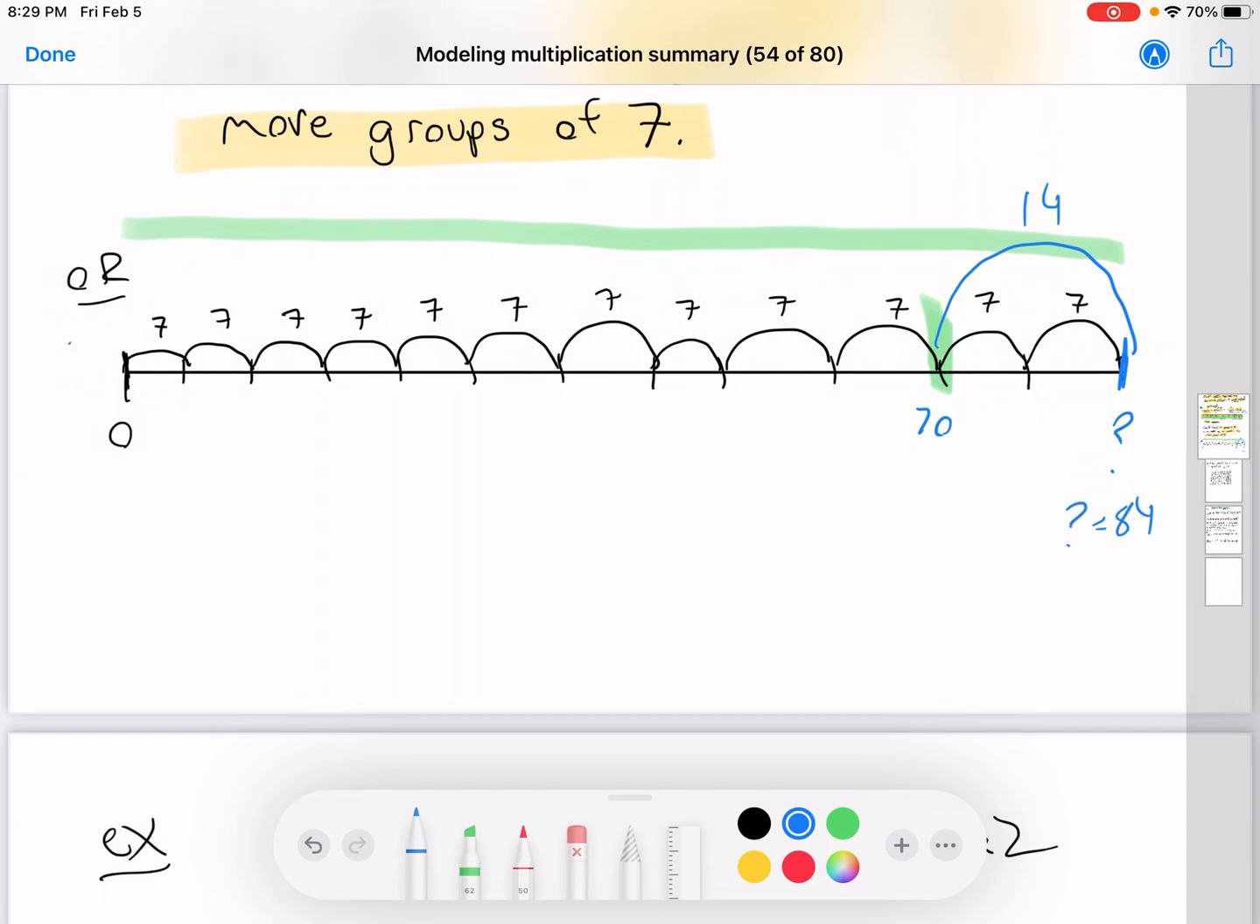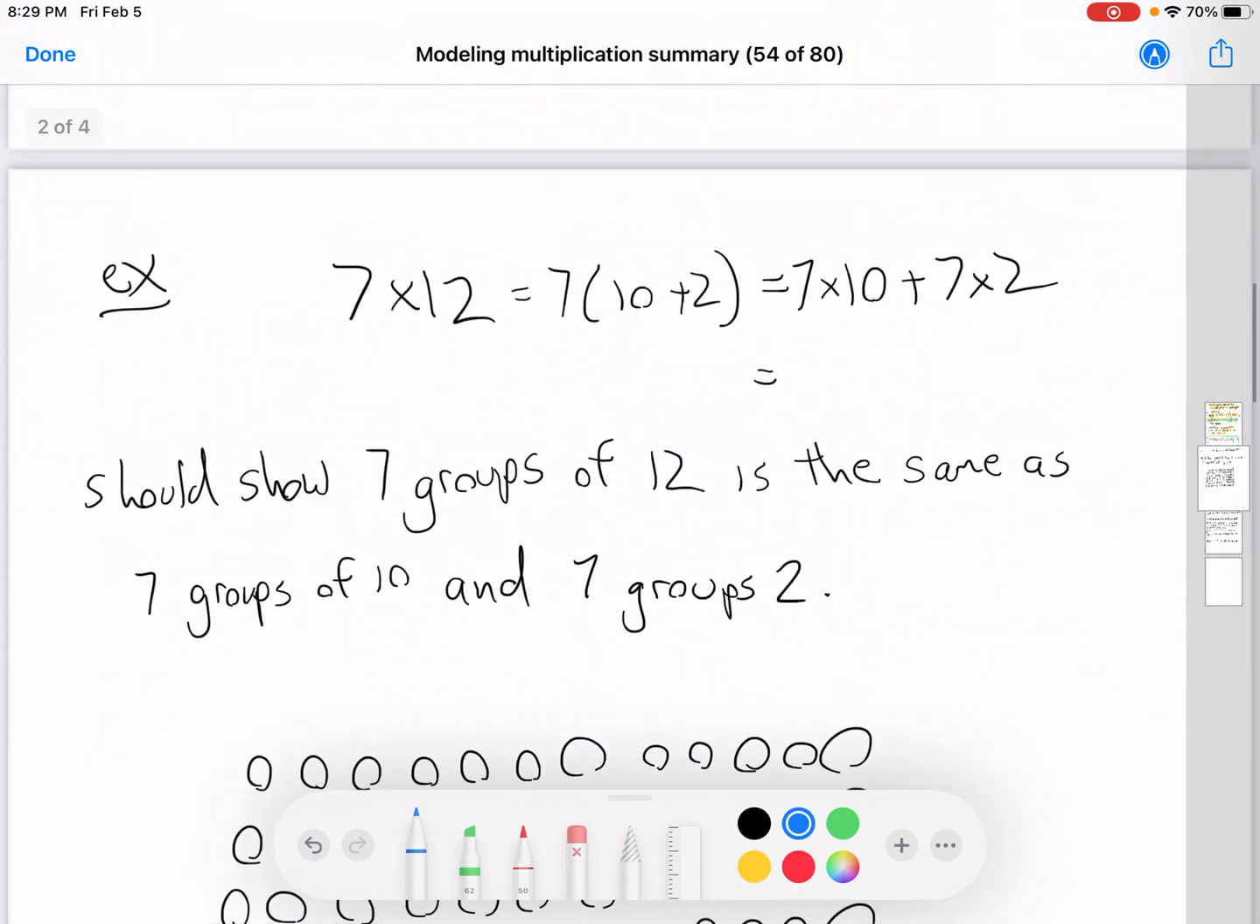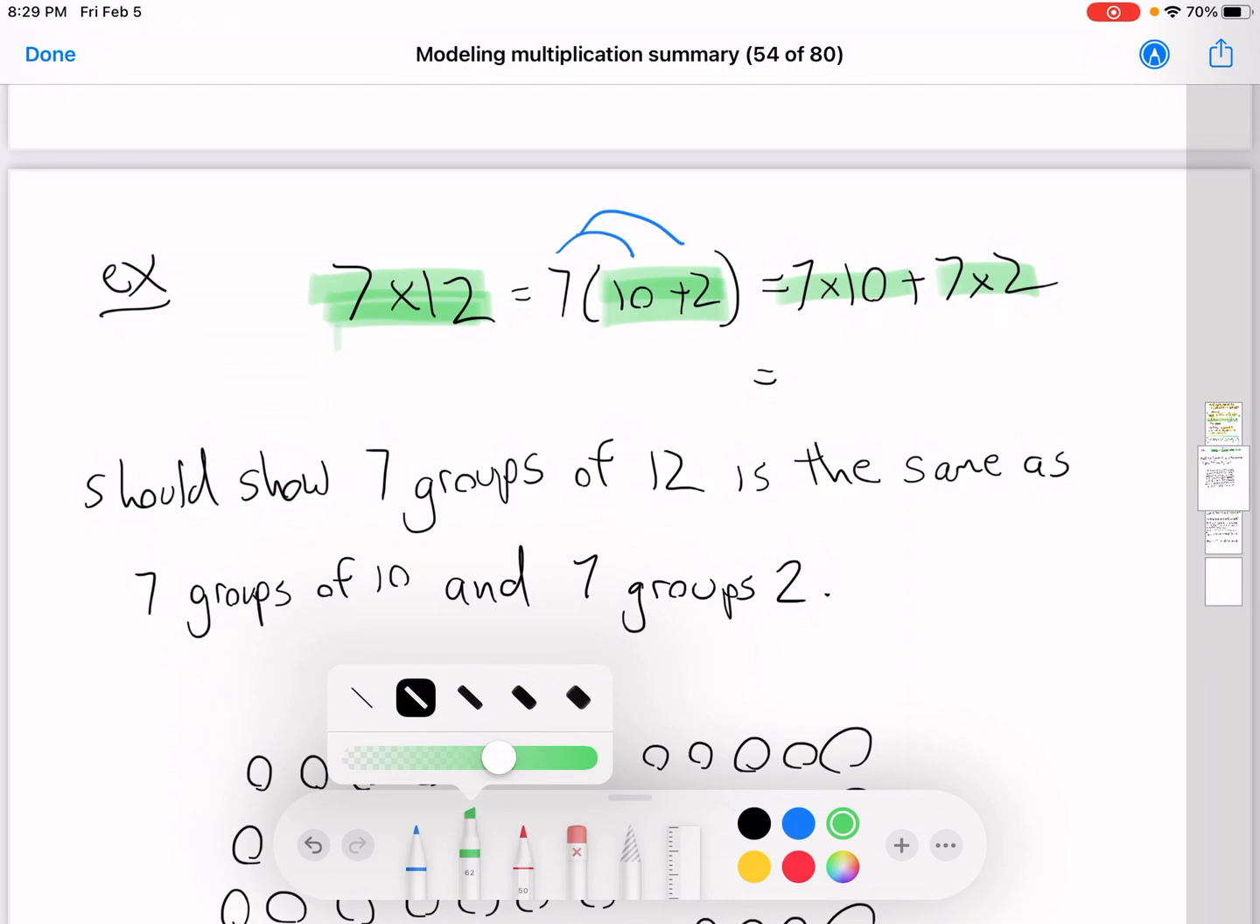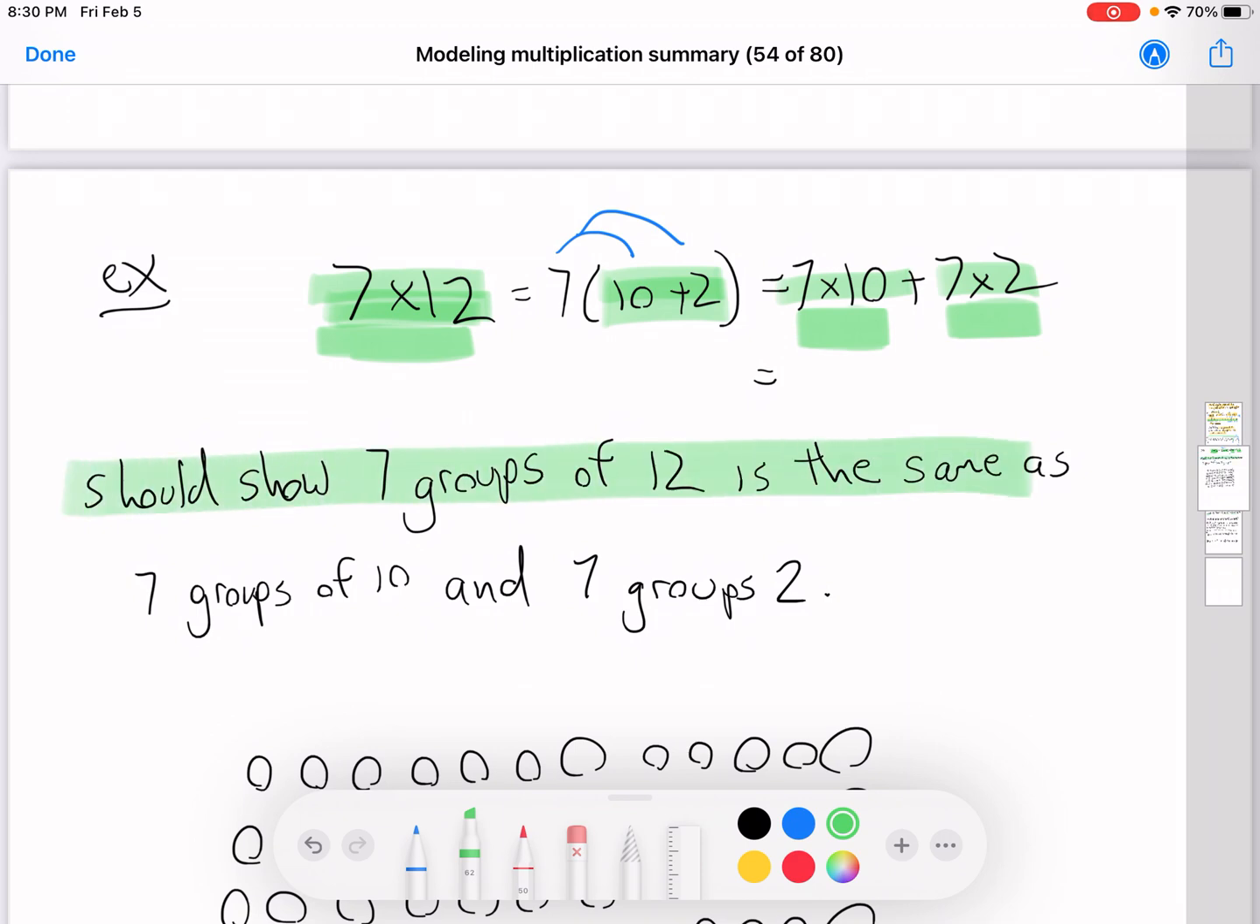So again, a model should show the original problem, 12 groups of 7, and our method, 10 groups of 7 plus 2 more groups of 7. All right, now I'm going to flip it. So instead of 12 times 7, I could do 7 times 12, or 7 groups of 12. And now I can split this 12 as 10 plus 2, use the distributive property, and we get 7 times 10 plus 7 times 2. And so this shows 7 groups of 12. We need to show that that's the same thing as 7 groups of 10 and 7 groups of 2, right? And that's what this says.